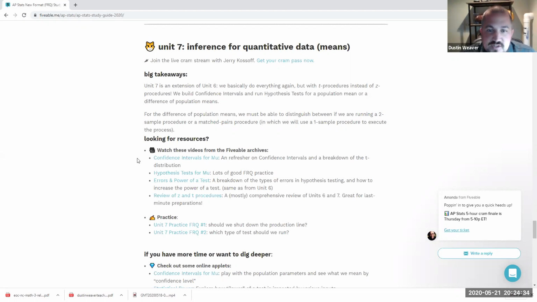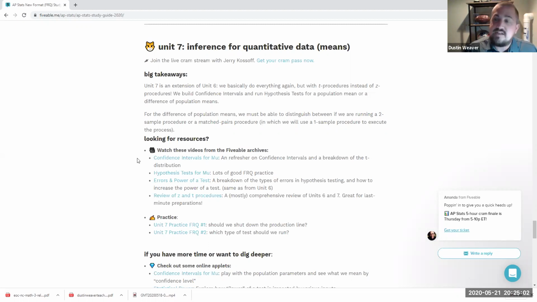For the difference of two means, we must be able to distinguish if we're doing a two-sample procedure or a matched pairs procedure. So if it's matched pairs, then that matched pairs is when we only have one sample. So like we have 20 people and we look at their pre-test score and their post-test score. So we need to subtract those scores, and then we would only put the difference in list one of those scores.